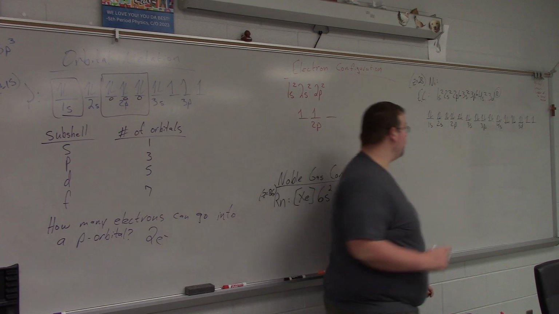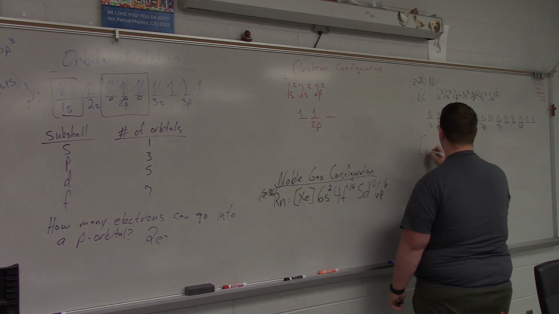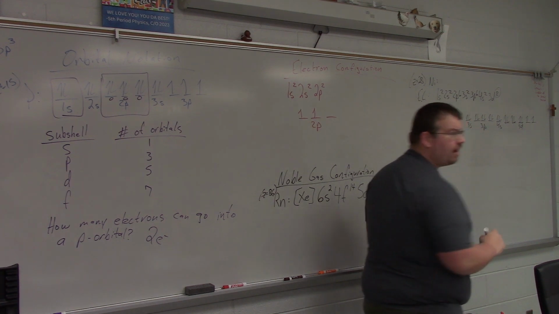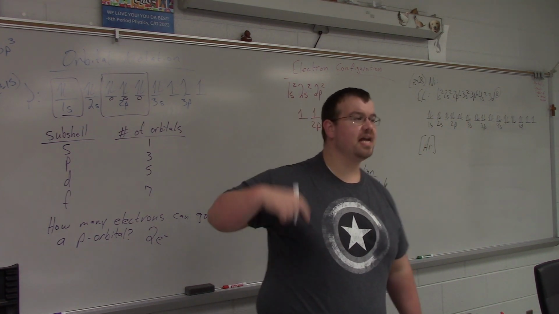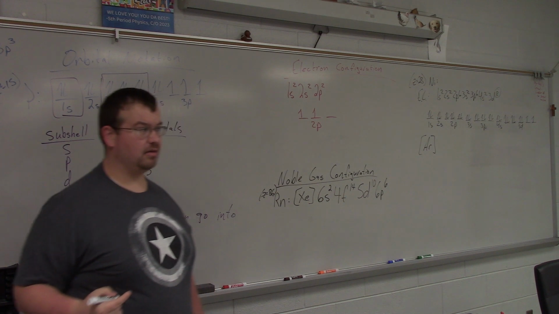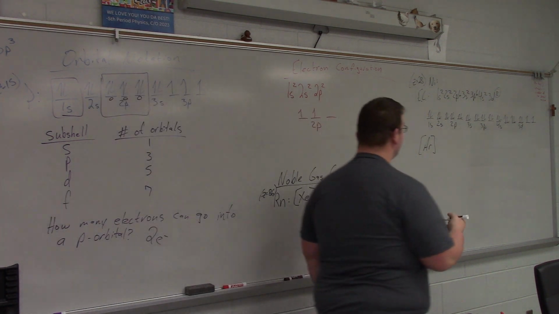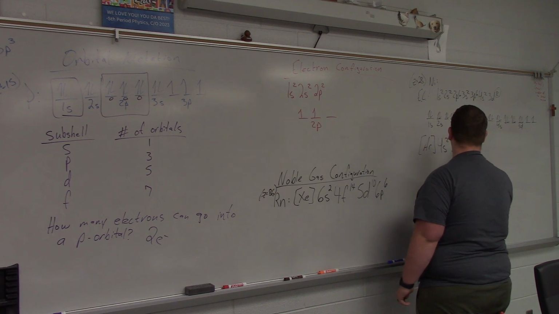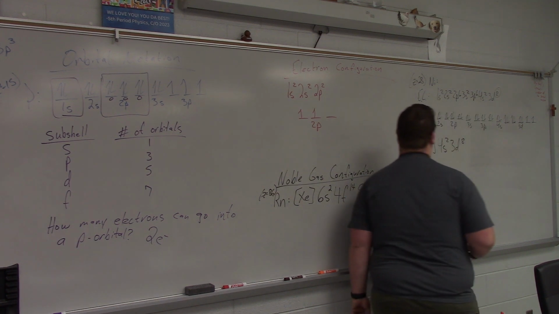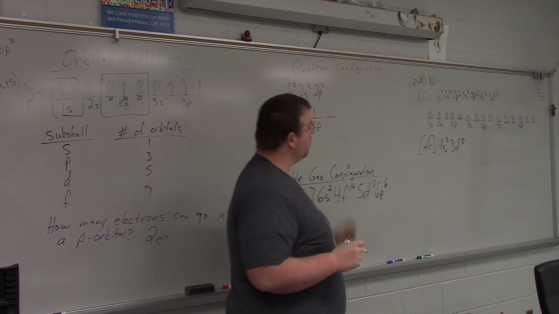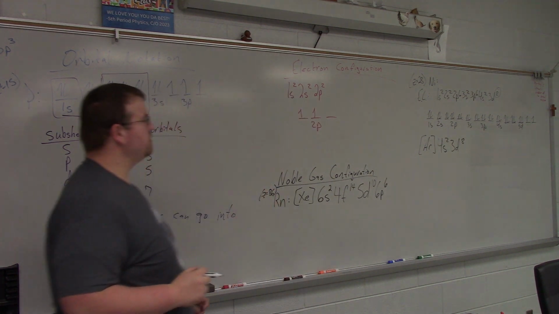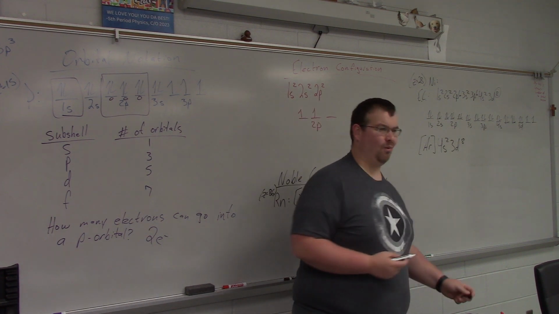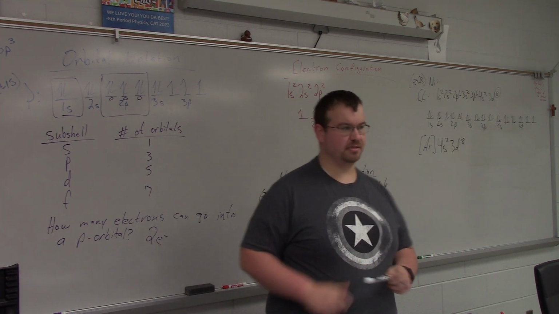Then we have the noble gas configuration. I stress this: you have to have the last noble gas in square brackets. So it's argon. My new starting point is at the 4S, so 4S2, 3D8. That is the electron configuration, orbital notation, and noble gas configuration for nickel. Do you have any questions? Yes, Mr. Hall.